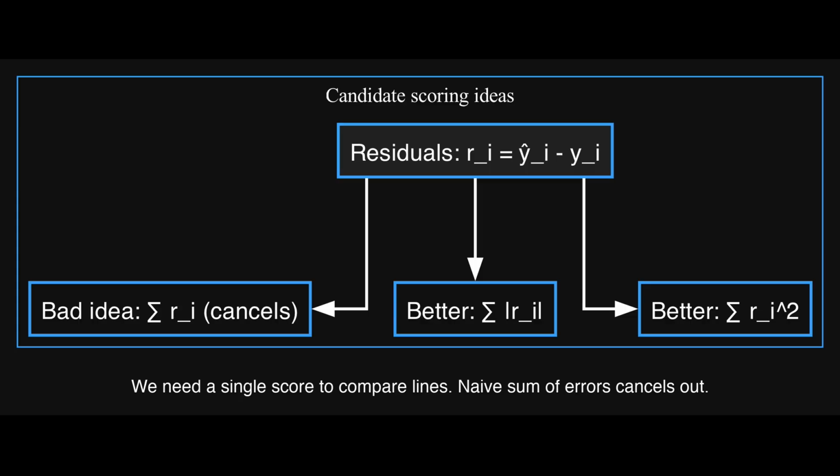Now we hit the core problem. Which line is best? If you and I choose different lines, we need a single number that declares a winner. That number must summarize all residuals. If we just add residuals, positives cancel negatives, and a terrible line can look perfect. So we need a score that can't be cheated by cancellation.